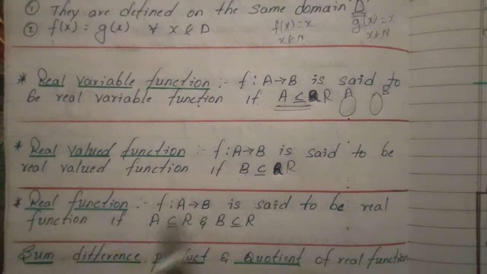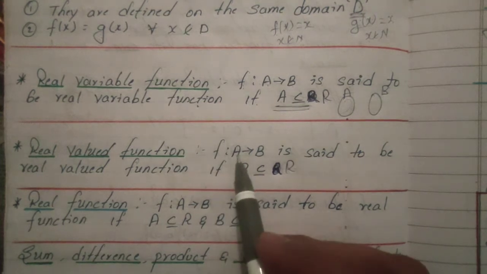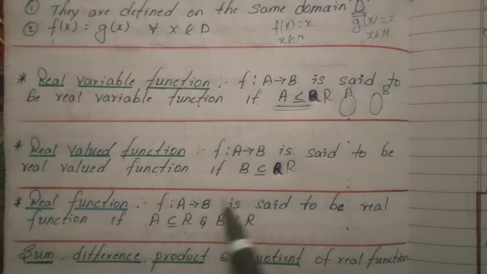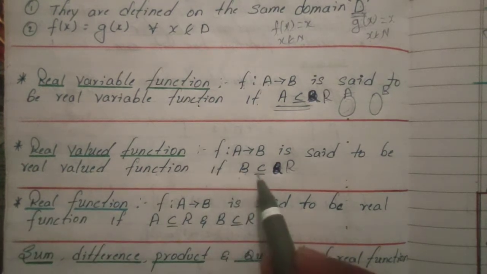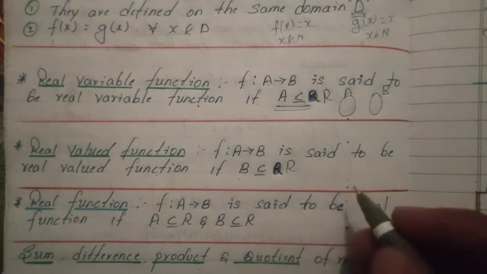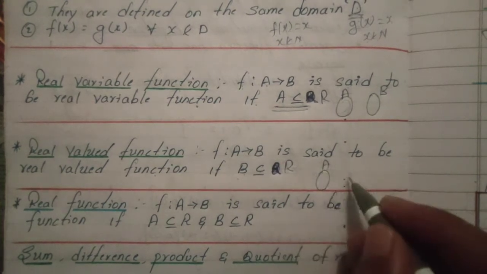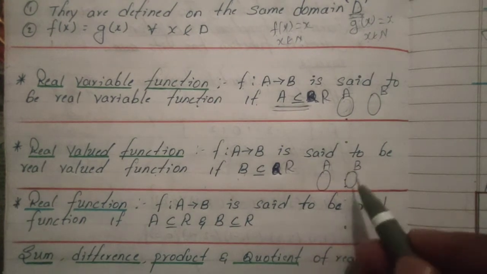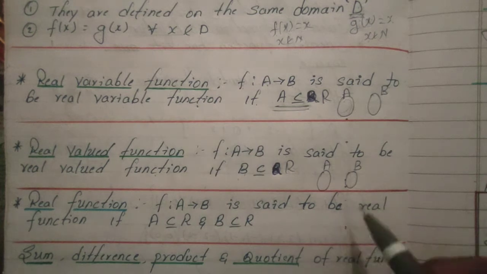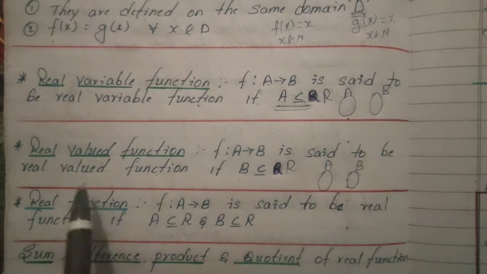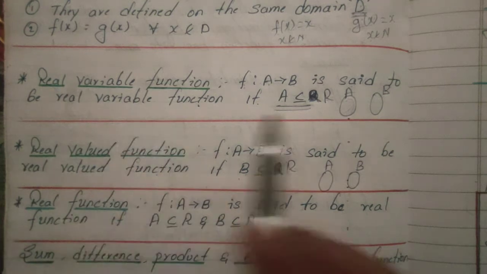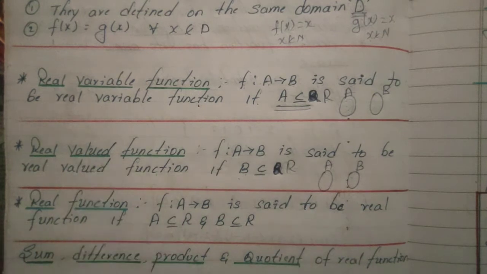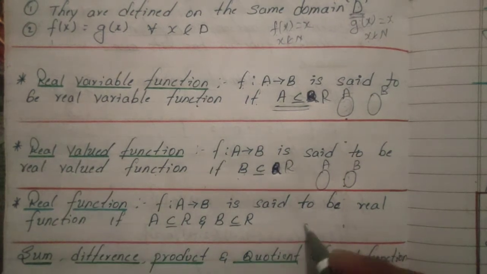Real valued function. The function f from A to B is said to be a real valued function if B is a subset of R. For example, this is set A, set B. If set B is a subset of real numbers, then the function is said to be real valued. If A is a subset, variable. B is a subset, valued.